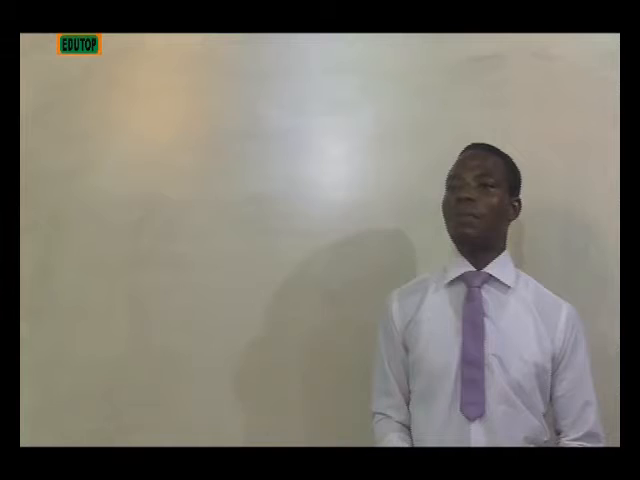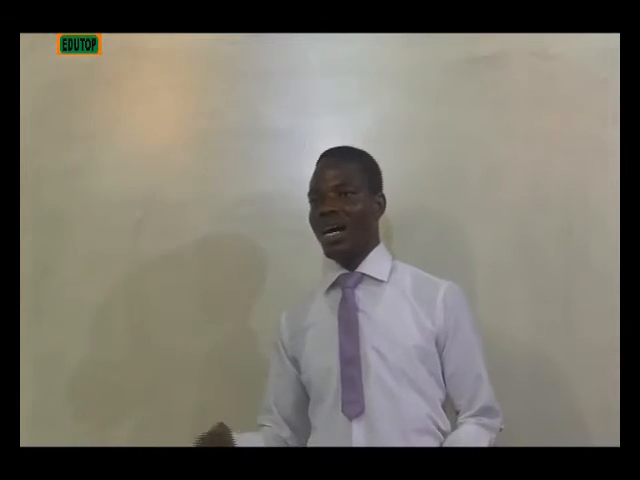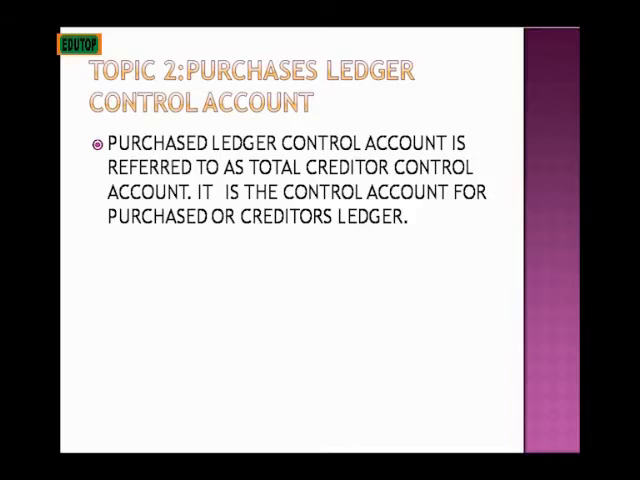Now we'll be talking about the purchases ledger. We have two types of ledger: sales ledger control and purchases ledger control. Purchases ledger control is referred to as a total creditors control account. It is the control account for purchases or creditors ledger.